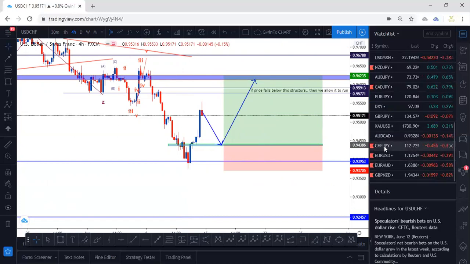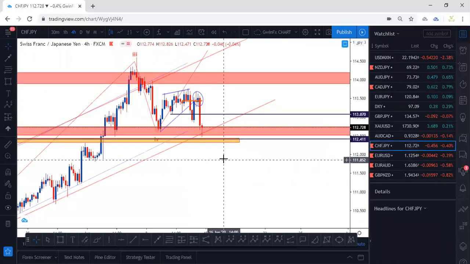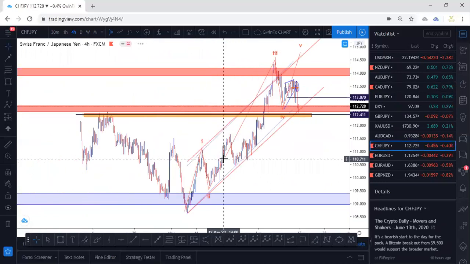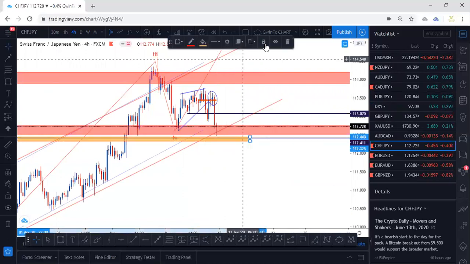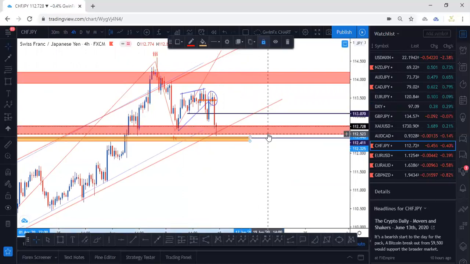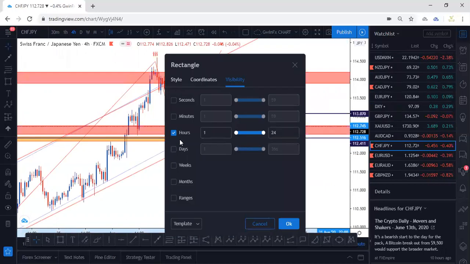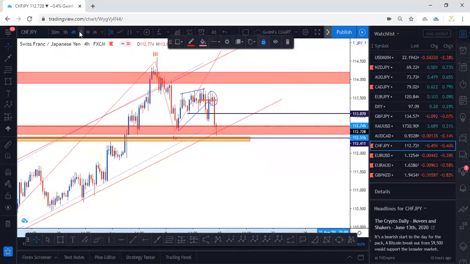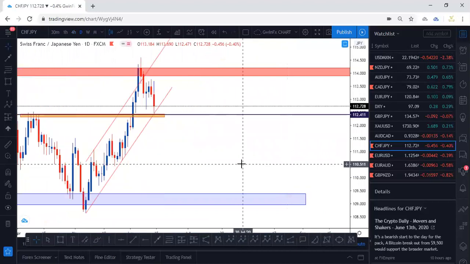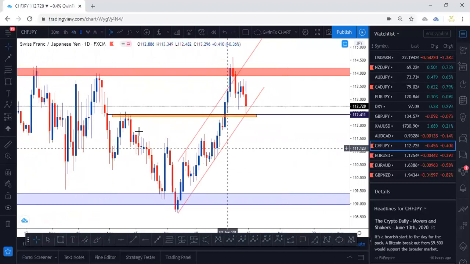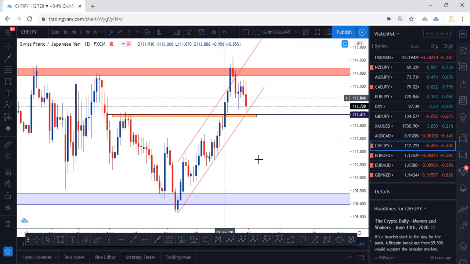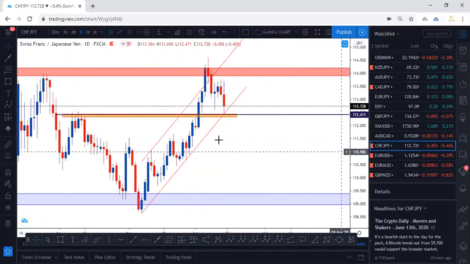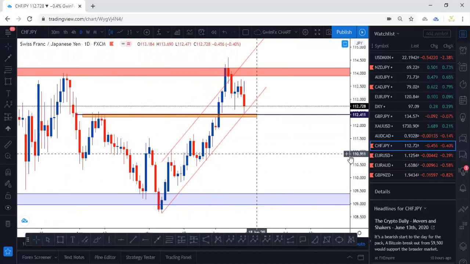Okay, let's look at the CHF-JPY. What I expected of the CHF-JPY was a bounce inside of here, but we can see that price is starting to flow. Why do I expect that bounce? Let's quickly get this done from the daily time frame. On the daily time frame, price broke below the structure. But before that break, let's look at what happened.